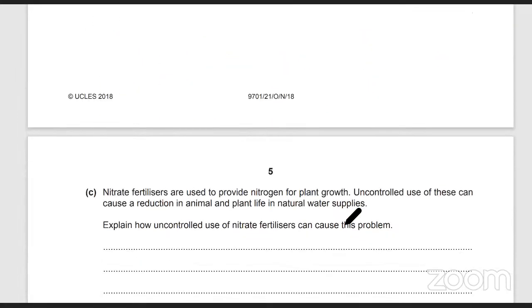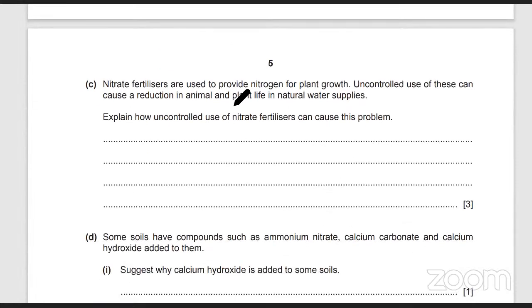Next one. Explain how uncontrolled use of nitrate fertilizers causes a problem. Nitrate fertilizers are used to provide nitrogen for plant growth. Uncontrolled use of these nitrates causes a reduction in animal and plant life in natural water supplies. What is the process called? Eutrophication. So what are the steps in eutrophication?